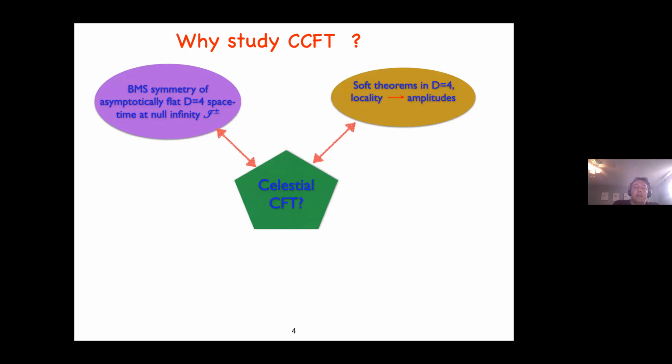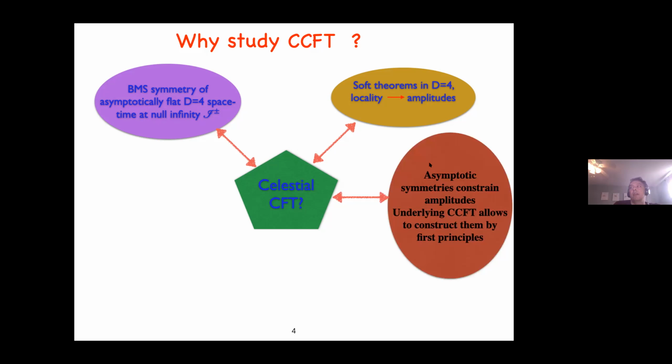There has always been a revived interest in the soft theorems of 4-dimensional quantum field theory. There have been various attempts to use these soft theorems and locality to completely fix the S matrix of some theories. We will see that asymptotic symmetries constrain scattering amplitudes, and vice versa. The interesting thing is that the underlying celestial conformal field theory should allow us to construct them from first principles. So we should be going back and forth between celestial CFT and amplitudes.